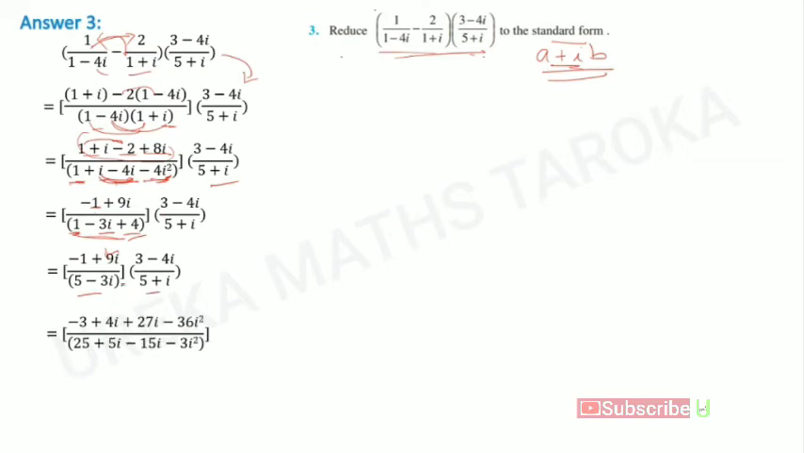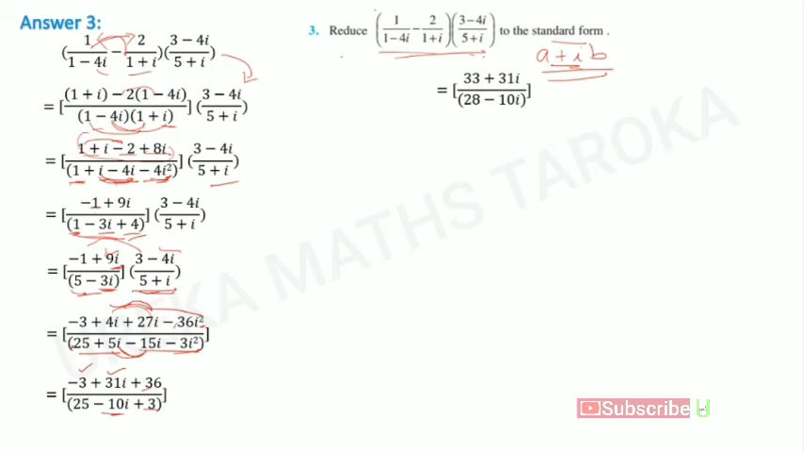Now we can multiply these two numbers. See, minus 1 into 3, minus 1 into 4i, this. Similarly with 9i we have these two. Then with 5 plus 5i, 25, 5i. Then with minus 3i we have this. So i square is to be replaced by minus 1. So 36 minus 1, minus 1 into minus, so plus 36. Similarly, it is plus 3. In the rest, you see minus 3 is this one. Then imaginary 31i, and these two give minus 10i, right? Then next we have 33, 31i, these two. Then in the denominator 28 minus 10i.